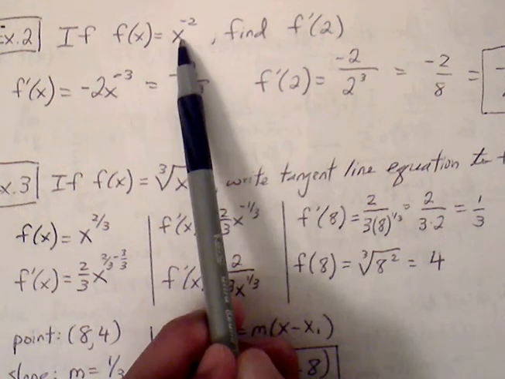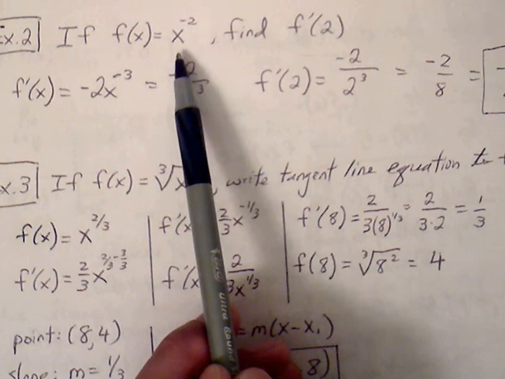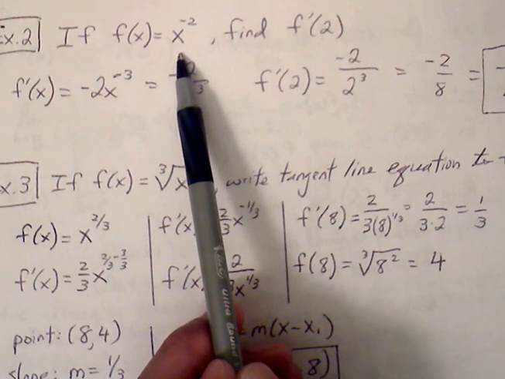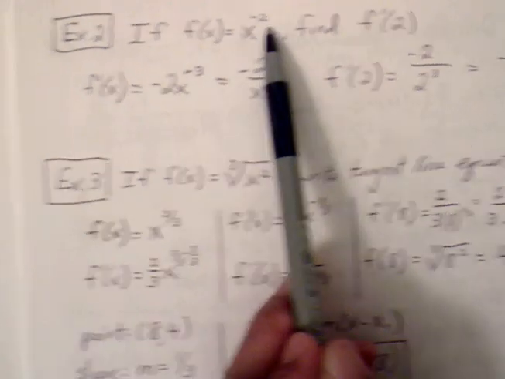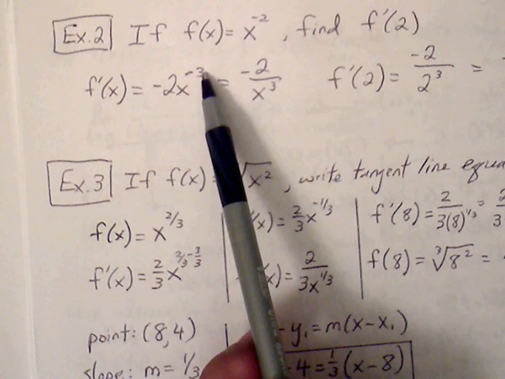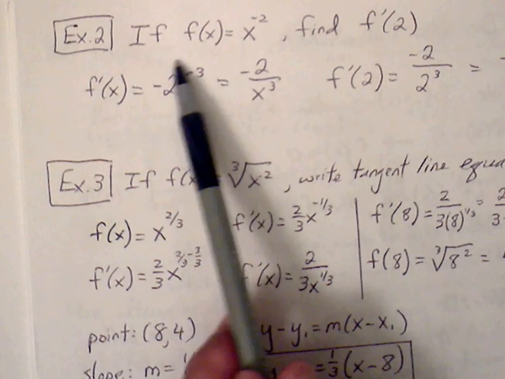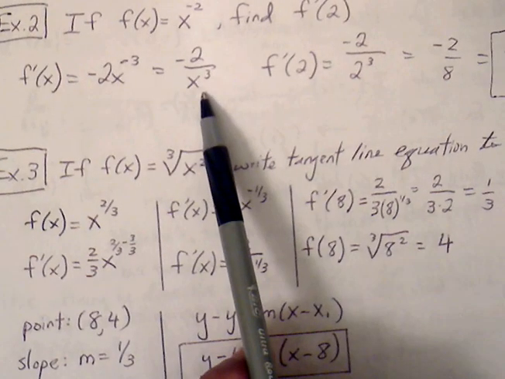So x to the negative 2, this is already set up for us to use the power rule. The variable is up in the numerator. We have rational exponents, so we can apply the power rule, bring down the negative 2, subtract 1 from the exponent, so negative 2 minus 1 is negative 3. Clean this up a little bit, negative 2 over x to the third. So here's our derivative function.